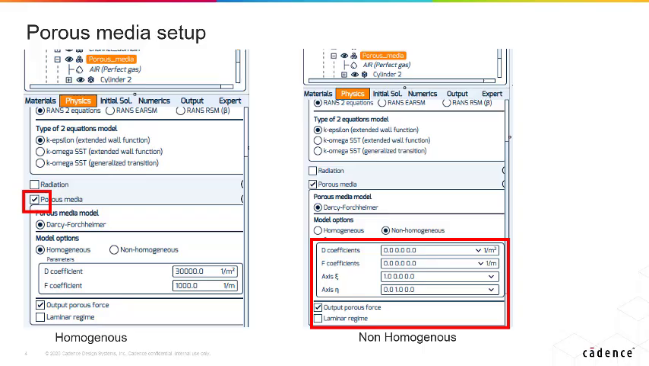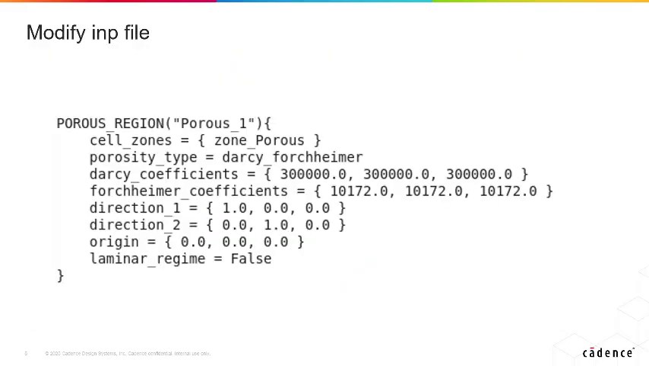You can also check the output porous force option to record the net force and select whether the flow inside will be within a laminar regime or not. All of these parameters can also be manually entered in the .inp file in the porous region segment template by specifying the porous zone name.